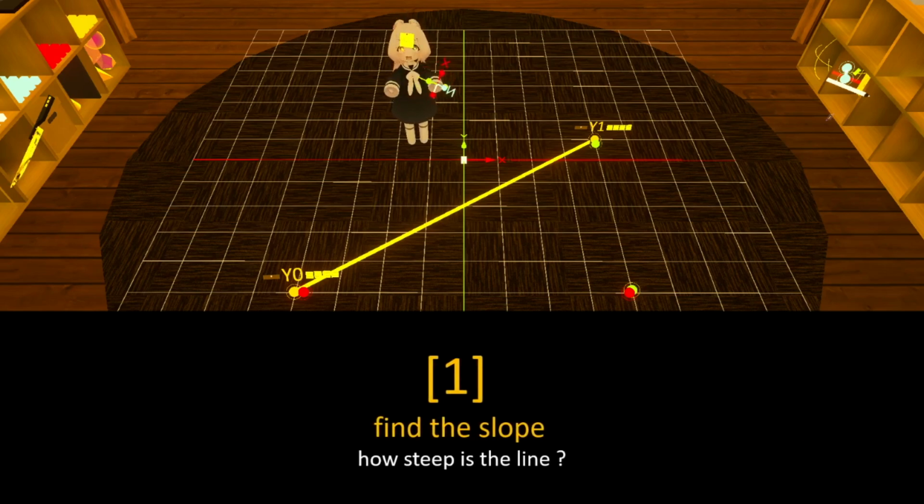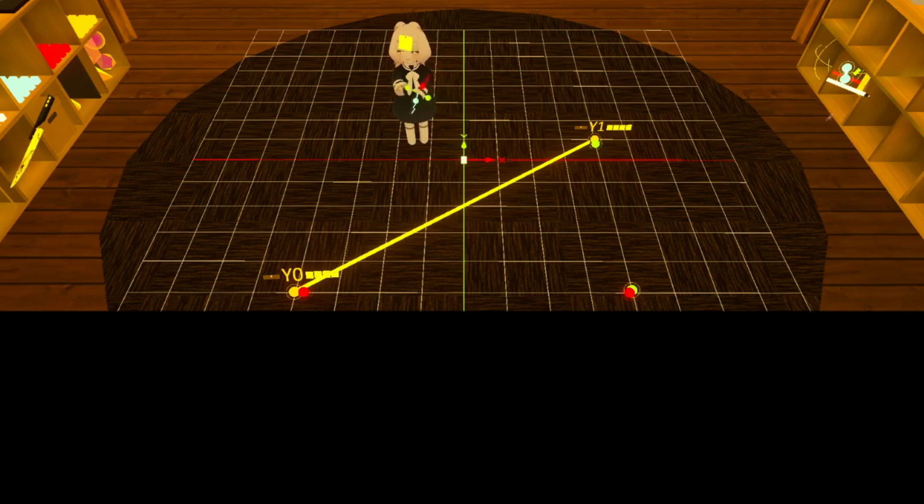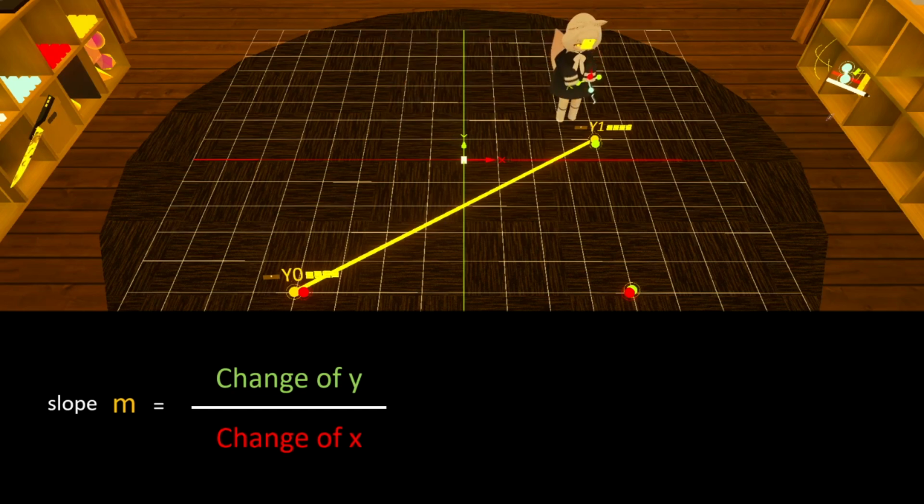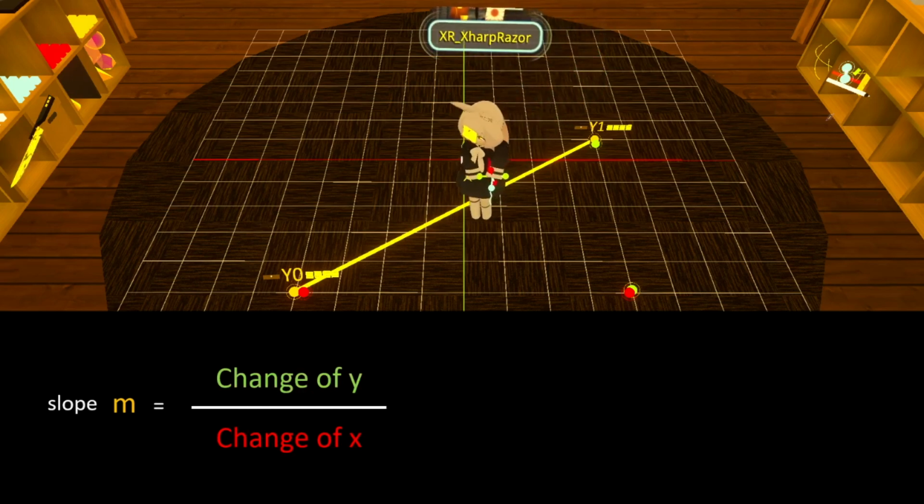So in this case, most of the time we call slope m, and we define it as change of y divided by change of x, or me personally, I call it delta y divided by delta x. In this case, what is delta y? Which is the difference between the 2 points but along the y-axis. And then delta x would be the difference between 2 points but along the x-axis.